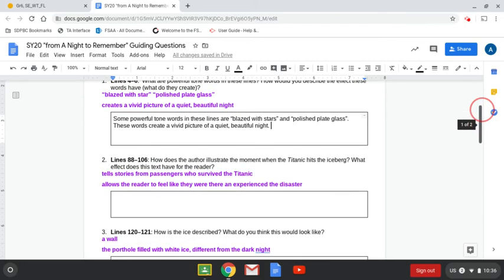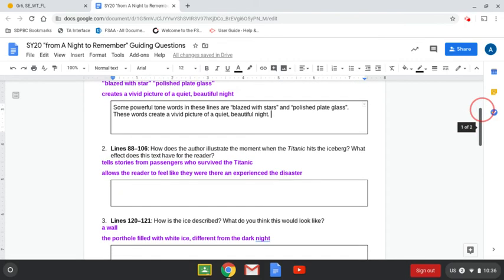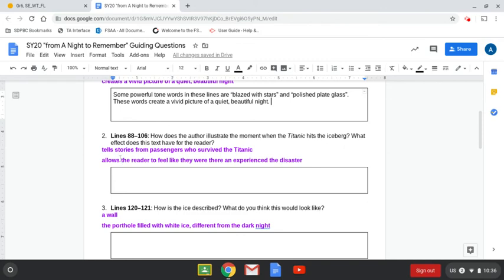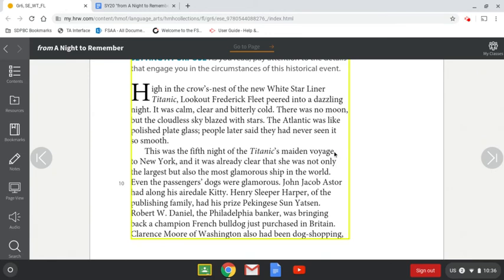So I'm going to do number 2 with you, and then you are going to finish it up on your own. You can do it. I believe in you. All right, this one's a little bit trickier. Lines 88 through 106.